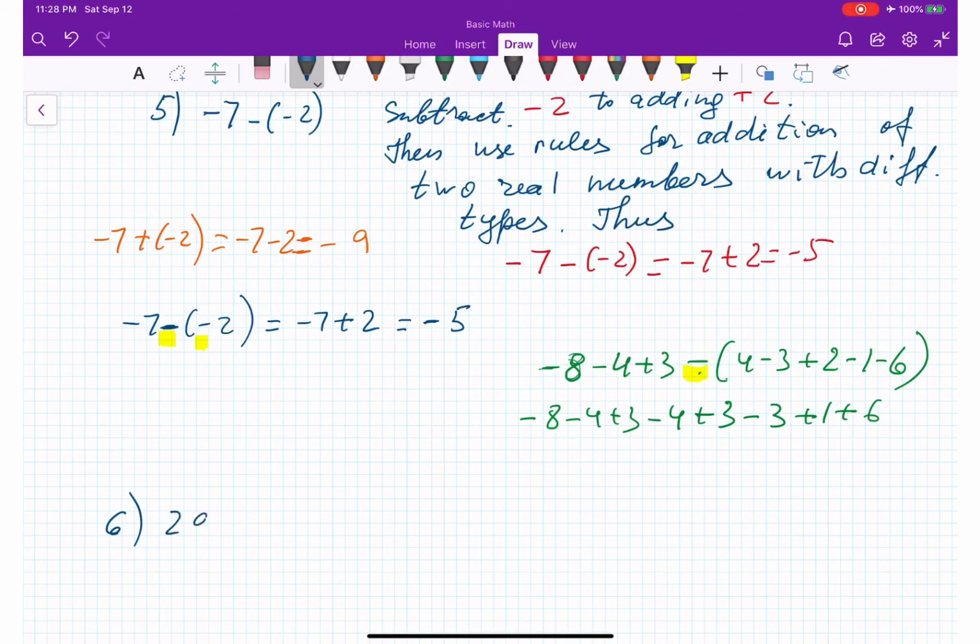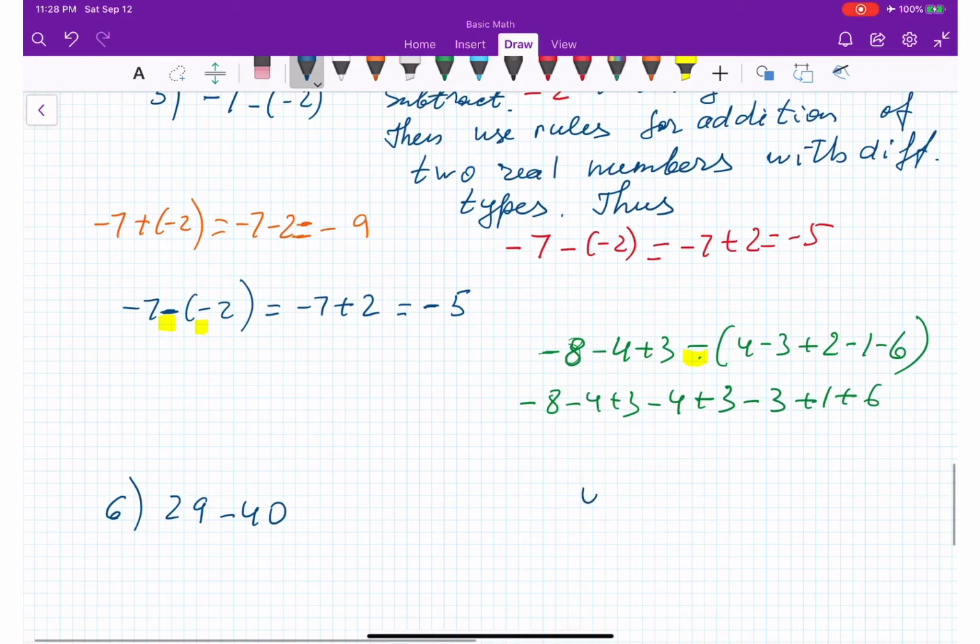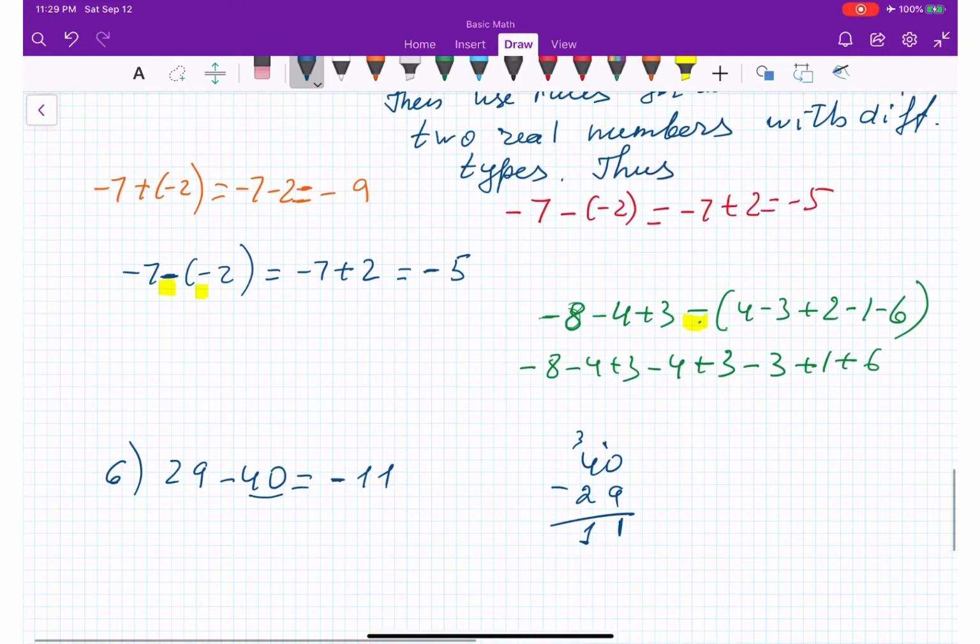-29 minus 40. Again, signs are different, so we need to subtract. 40 minus 29. I can't do 0 minus 9, so I'm borrowing from 4, which gives 10 minus 9 is 1. Here is left 3. 3 minus 2 is 1, so 11. Since 40 is greater than 29, the sign will be negative.